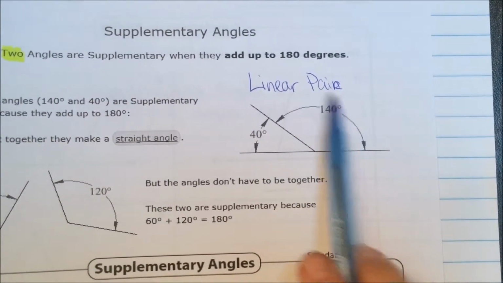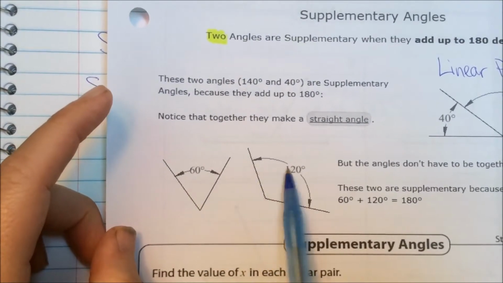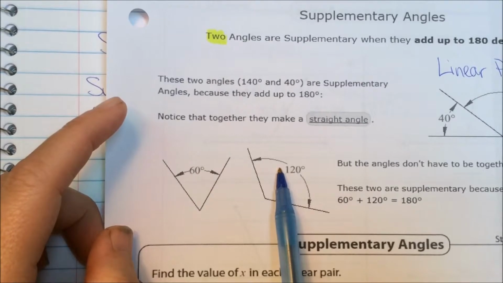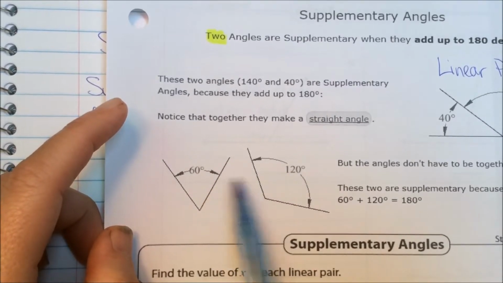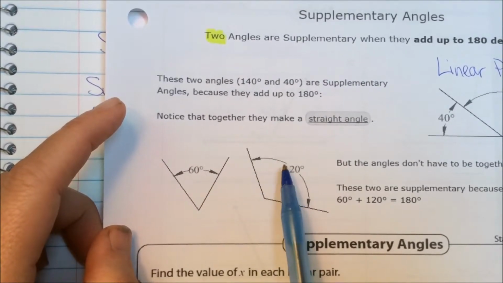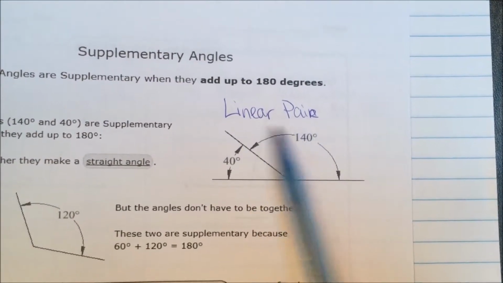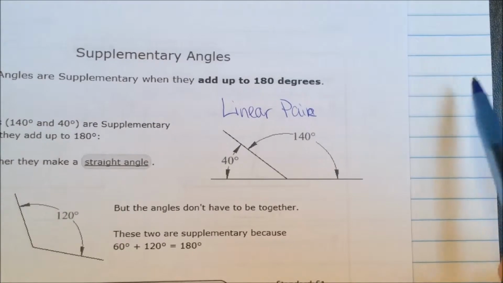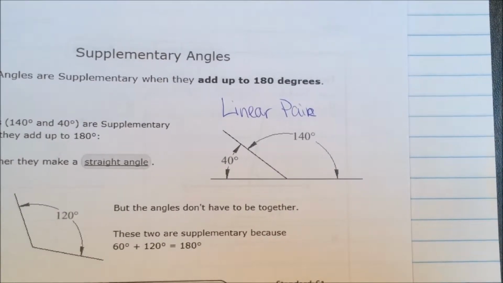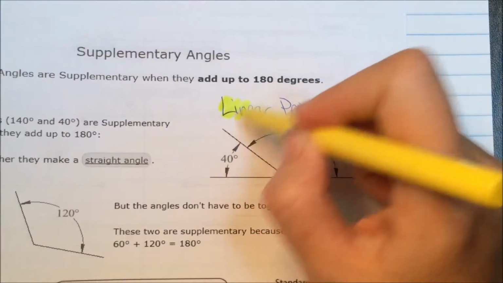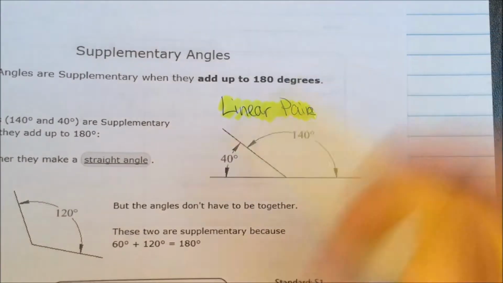Only these types are called a linear pair. Like these would not be called that. Even though they're supplementary, it's not a linear pair because they don't connect and make a straight line together. These are also supplementary and they're a linear pair. So just keep that in mind. That's one of our new vocabulary words, linear pair, P-A-I-R.